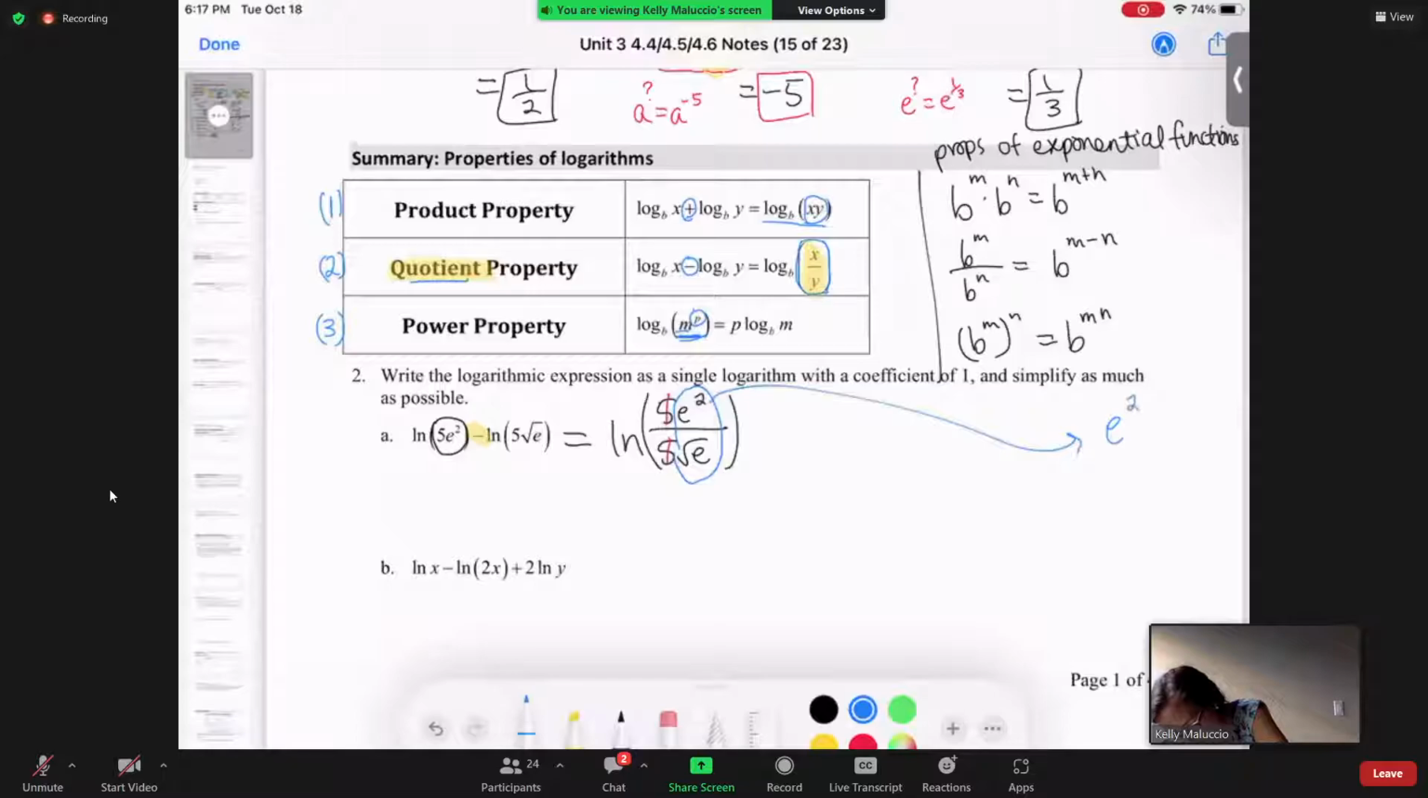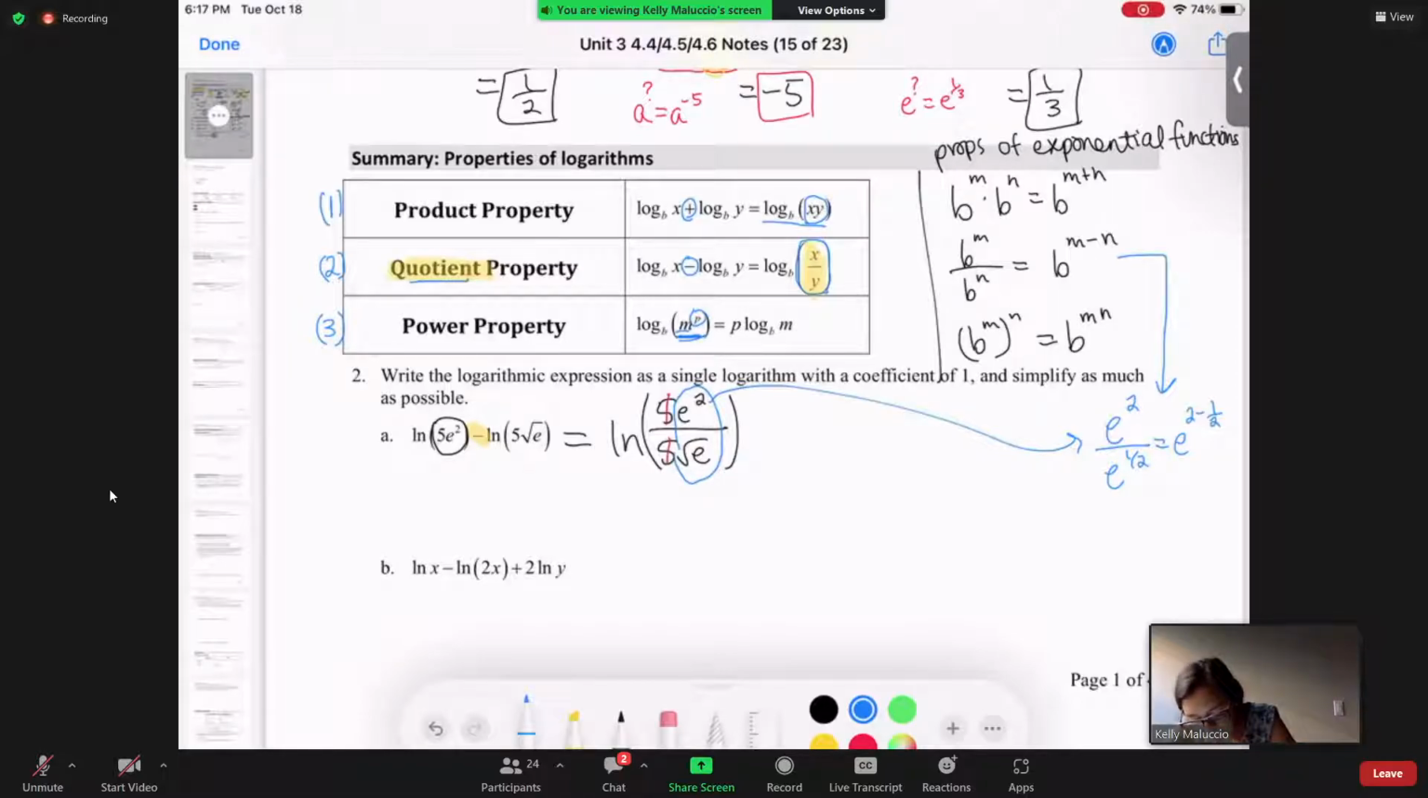This is e squared over e to the 1/2. So based on that property right there, I can say this is e to the 2 minus 1/2, and I can reduce that to some other number. It's a fraction, I know, but that's okay.